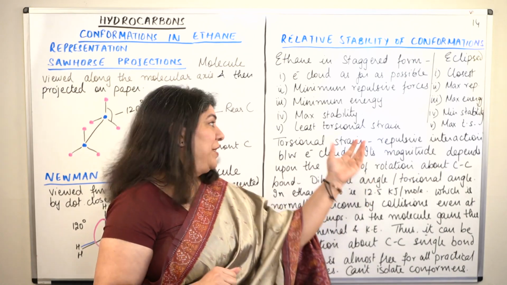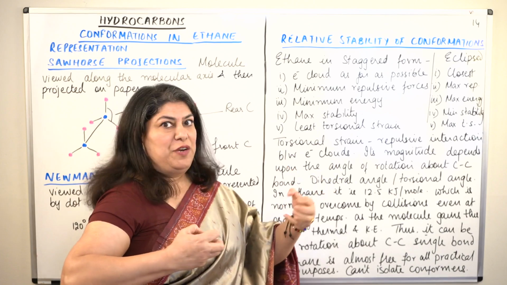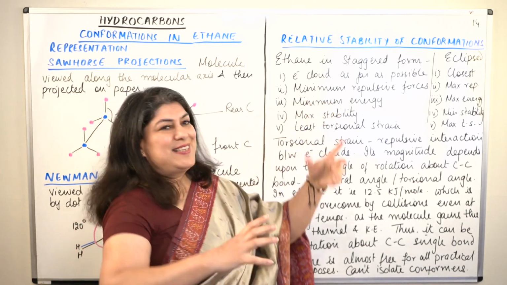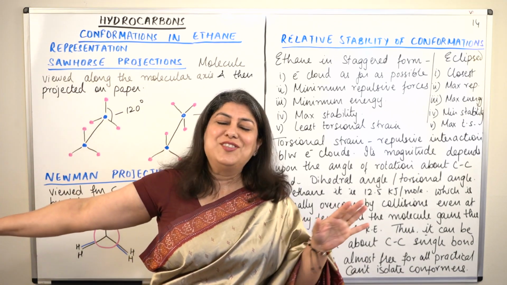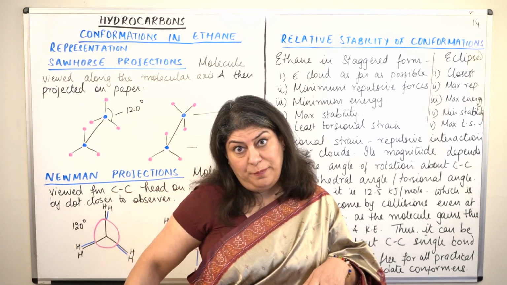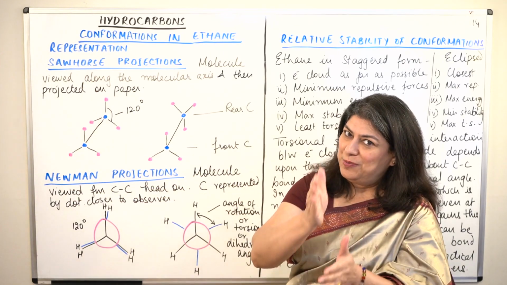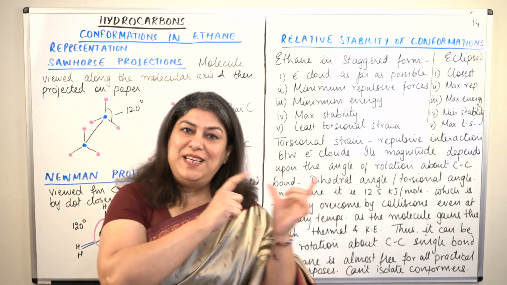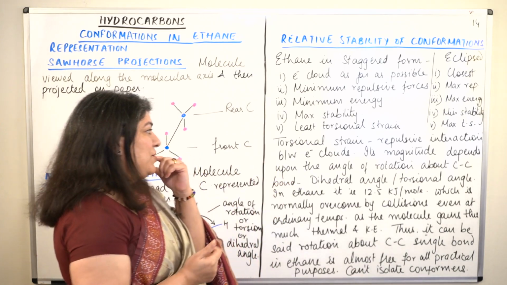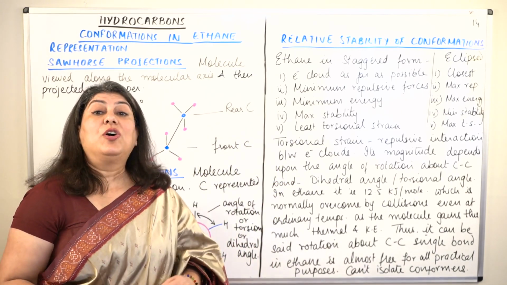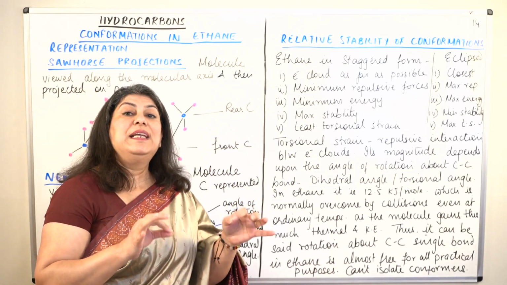And how about torsional strain? Torsional strain is the repulsion only. So the torsional strain would be the tension. When it is staggered form, the tension is the least, because that person is in the other room, there is no tension. But in the eclipsed form, the tension is the highest. And any other conformation would be in between these two extremes. Now what is torsional strain? Torsional strain is the repulsive interaction between electron clouds.